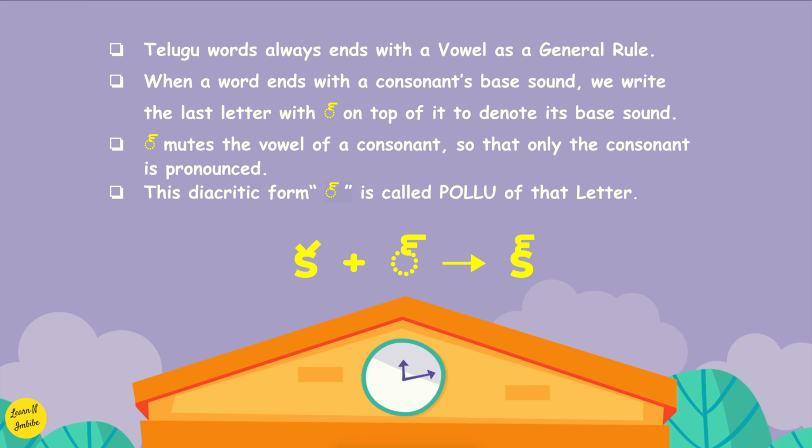So when a word ends with a consonant's base sound, we write the last letter with this symbol on top of it to denote its base sound. This Pollu mutes the vowel of a consonant so that only the consonant sound is produced. This diacritic form is called Pollu of that particular letter. One such example is, if you combine this Pollu with the consonant, we'll see what happens. K plus Pollu, uk. You heard that sound, right? Uk. So let's see some examples for you to understand clearly.